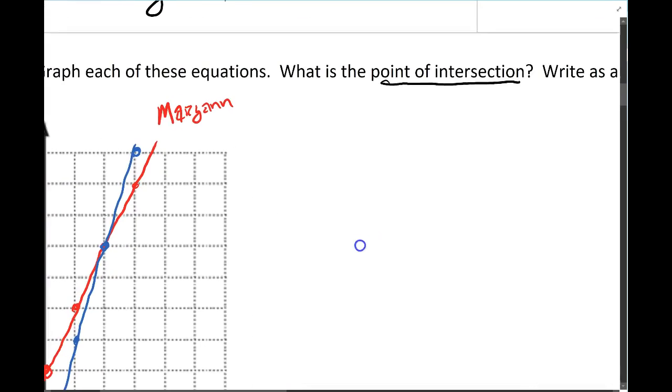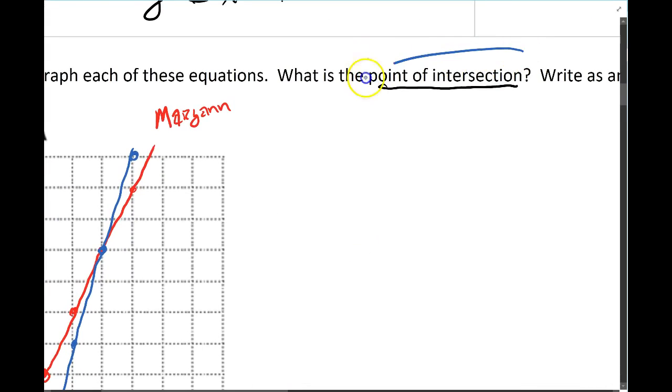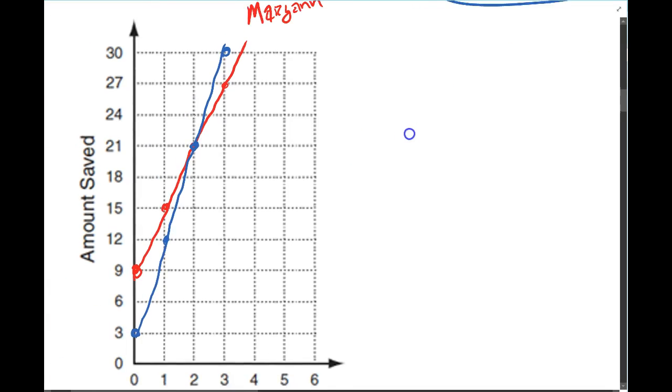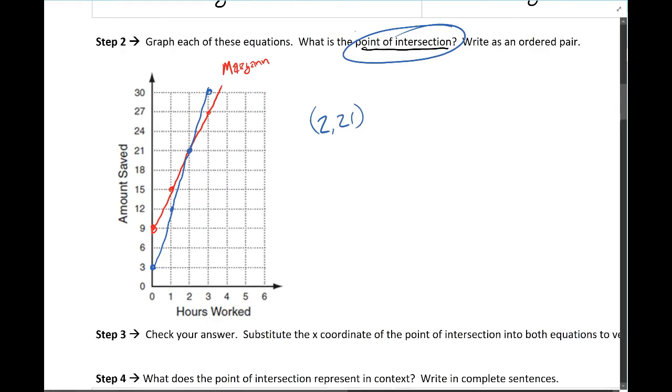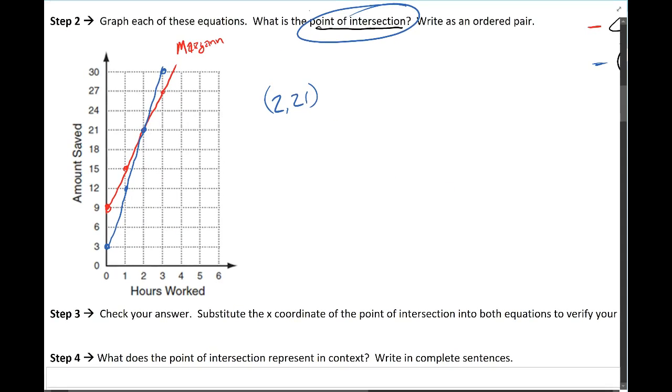Now again, I want to go back to what I'm looking for, and again, I've underlined, I'll even circle it. What is the point of intersection? Well, the point of intersection in this case is 2, 21, because remember x comes before y. 2, 21. So, write it as an ordered pair, we're good there.